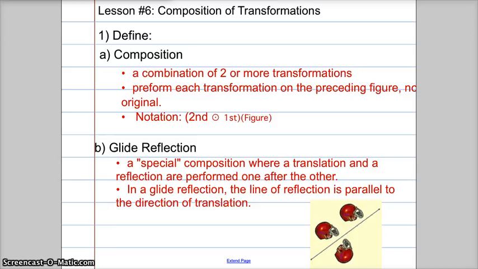Letter B, glide reflection. It is a special composition where a translation and a reflection are performed one after the other. In a glide reflection, the line of reflection is parallel to the direction of translation. So it says, a special composition where a translation and a reflection are performed together. Notice there was a translation and a reflection. And the line that it's being reflected over is the same line that you're translating in the direction of. So it's just a special composition.